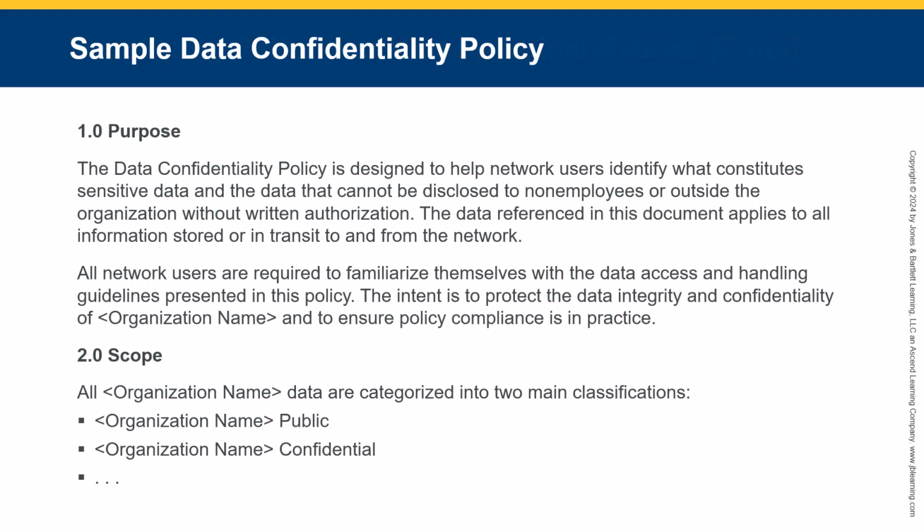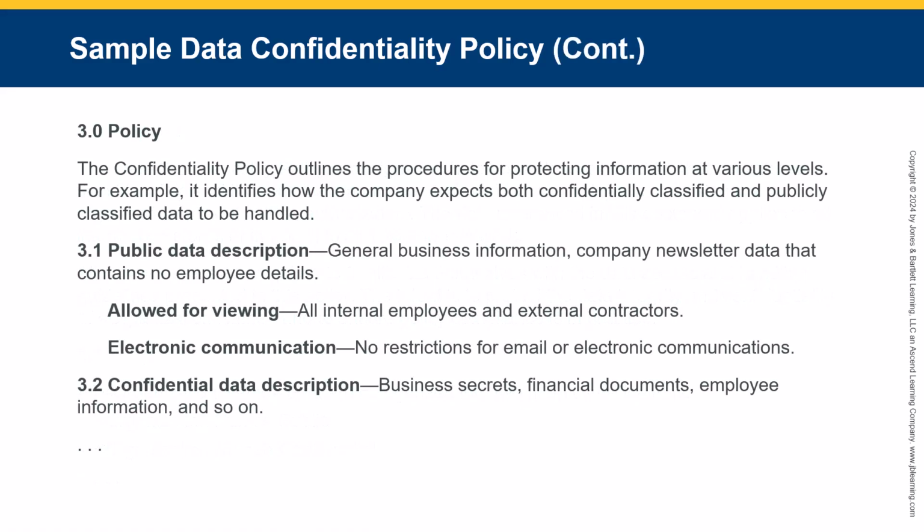So a sample policy will have things like purpose. The data confidentiality policy is designed to help network users identify what constitutes sensitive data and the data that cannot be disclosed. Again, a generalized statement. Two will be scope. That will be the data and how it's categorized into whatever categorizations that you may need. In this example, we have two, public and confidential. As we move past that, we'll have a policy that actually looks at the scope and we then define them. So the confidentiality policy will outline the procedure for protecting the information at the various levels.